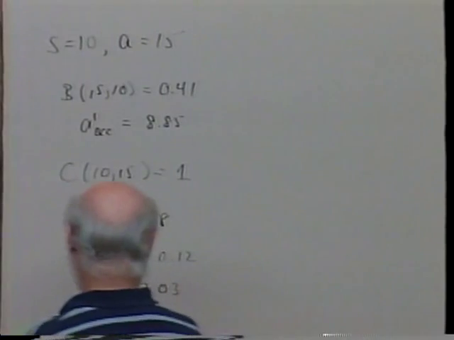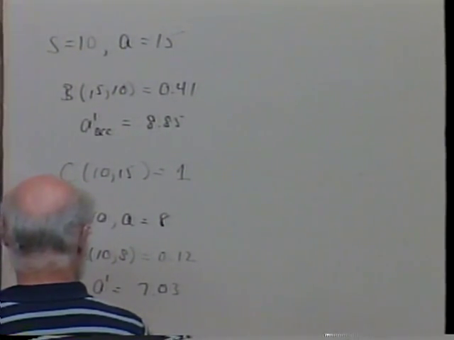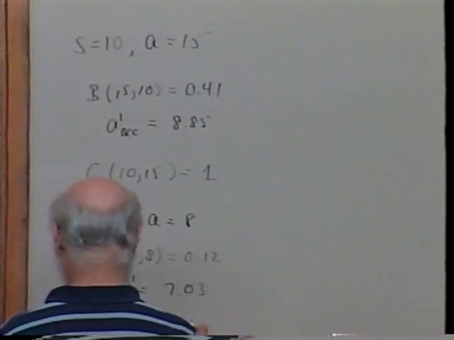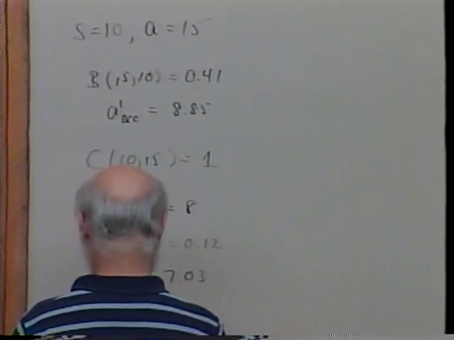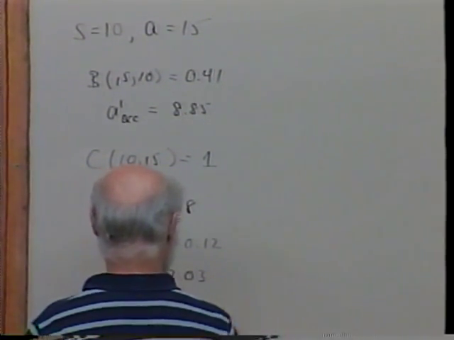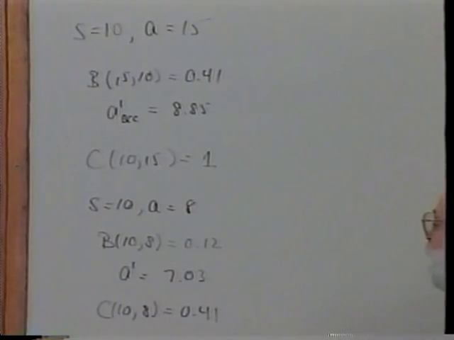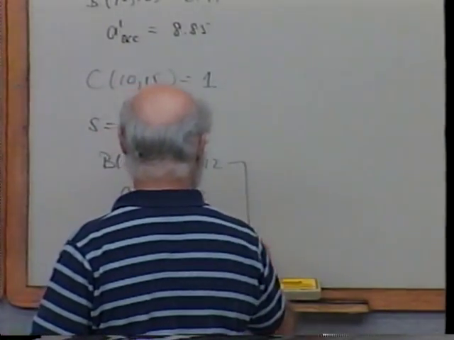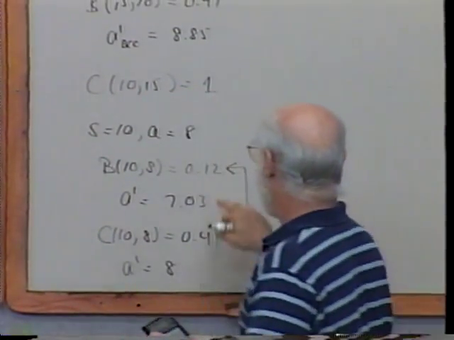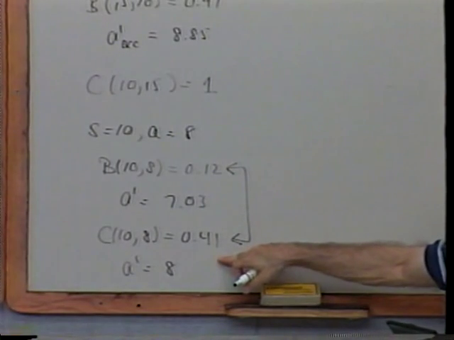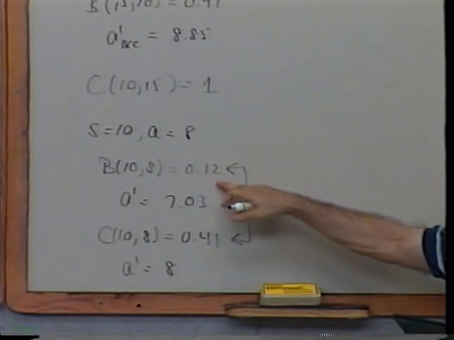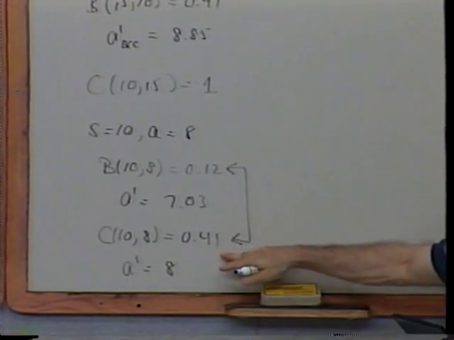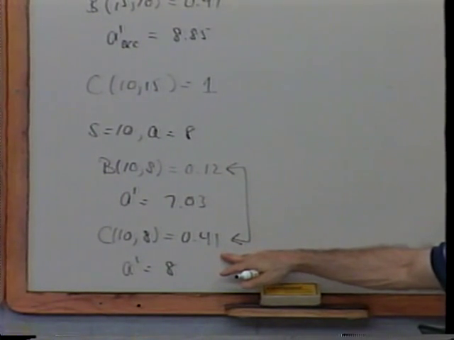The Erlang C for 10 servers, 8 Erlangs, is equal to 41%. And of course, the carried load is exactly equal to 8 Erlangs. All right, so here you see the difference between the two. 12% blocking, 41% blocking. But this means that 12% of the customers are lost. This means that 41% of the customers are delayed, but nobody is lost.